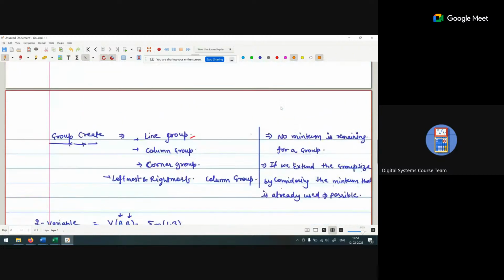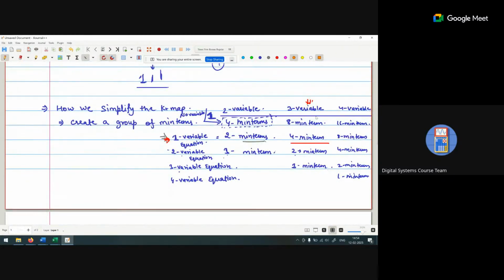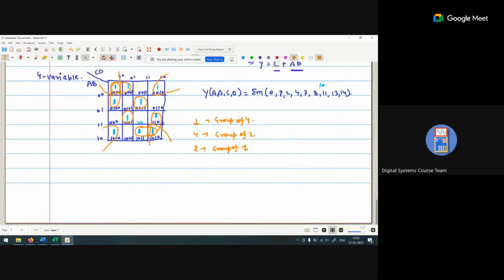Now if we go with the table, if we create a group of 4, how many min terms are possible? Group of 2 gives 3 variables, and group of 1 gives 4 variables. So one term with the 2 variable, 4 terms with the 3 variable, and 2 terms with the 4 variable. Okay. So can I write down the equation for this one?